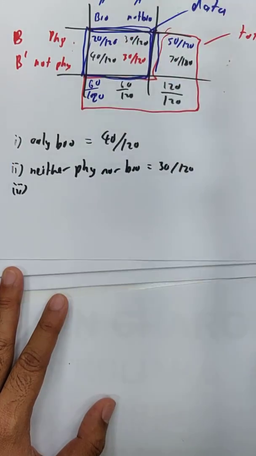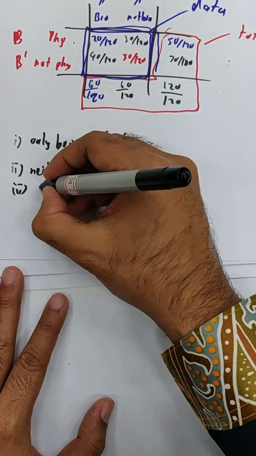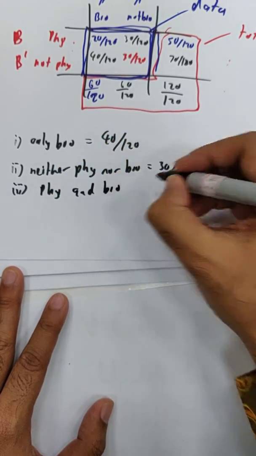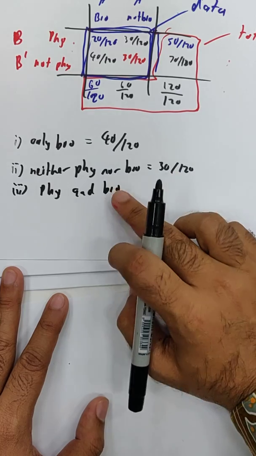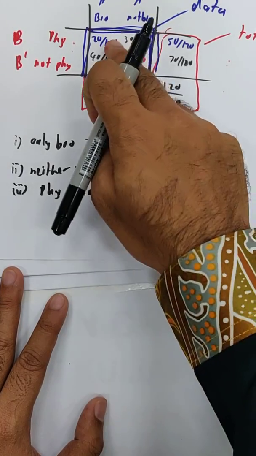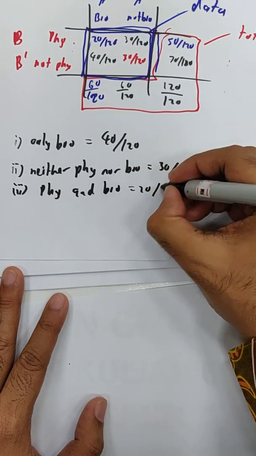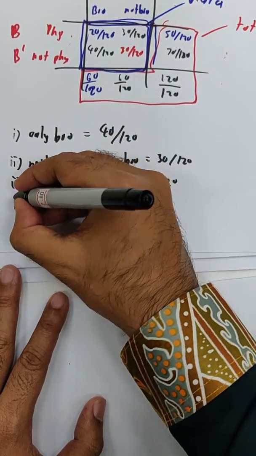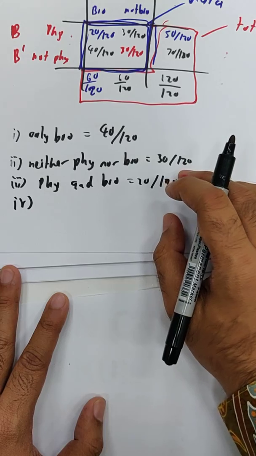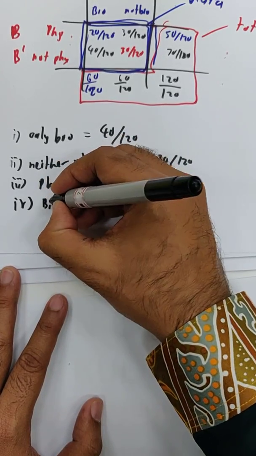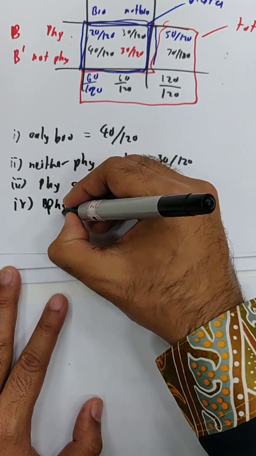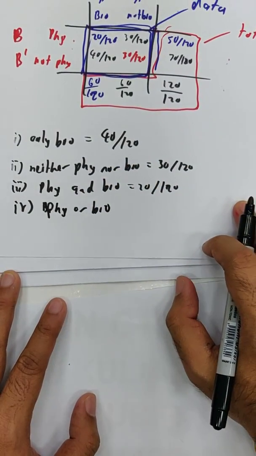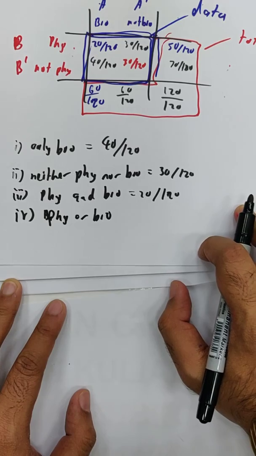Now, what if I ask something such as physics? Okay, let's clarify a few things. Physics and bio, which one? Physics and bio, 20. Okay, all right. Simplify if it's possible. I'm going to be fast. This one. What about physics or bio? Where is it? Where is physics or bio?